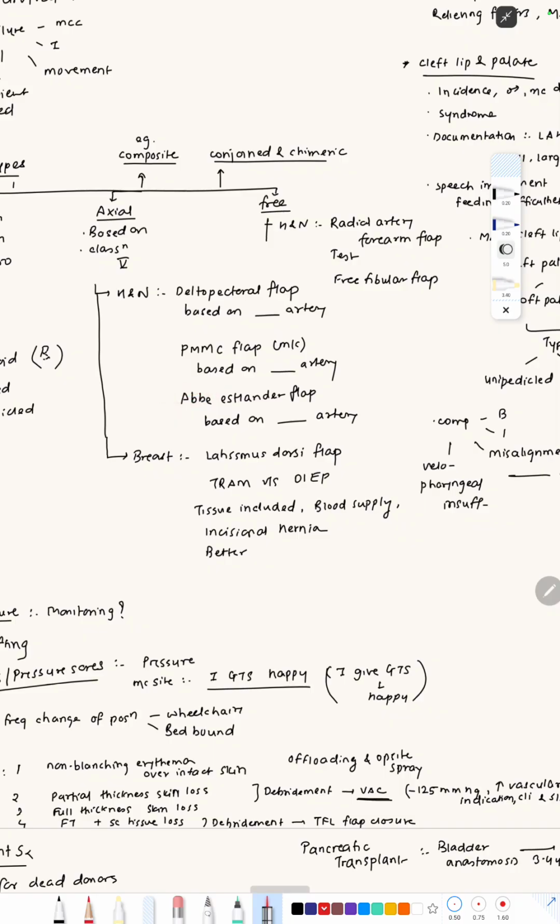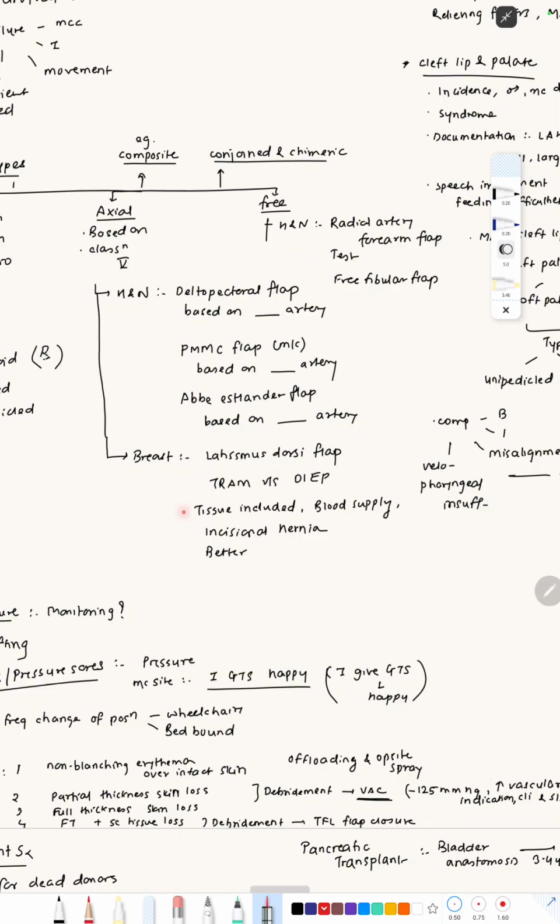The PMMC flap is used for oral cancers. Abbe-Estlander flap is used for the tip of the tongue or the angle of mouth cancers. It is based on the labial vessels. Then breast: in the breast there is a latissimus dorsi flap. Then there is a TRAM flap versus DIEP flap. TRAM, that is transverse rectus abdominis myocutaneous flap, and DIEP, that is deep inferior epigastric perforator flap.